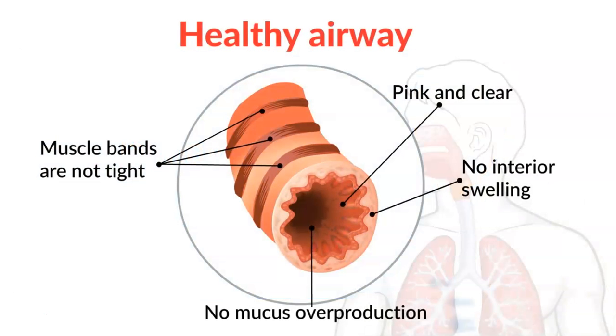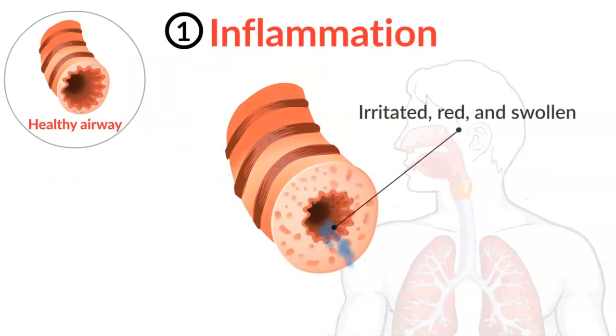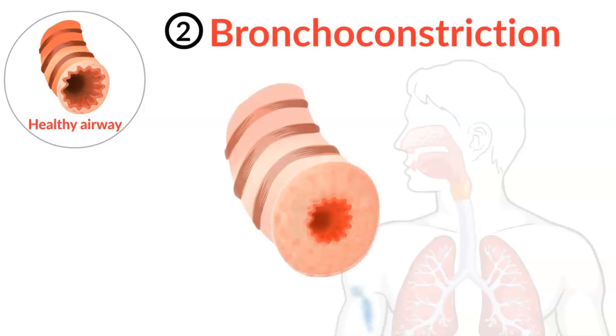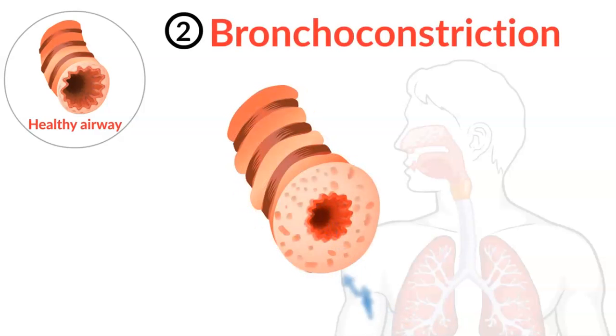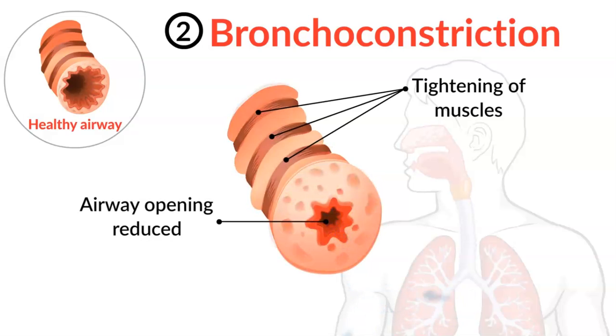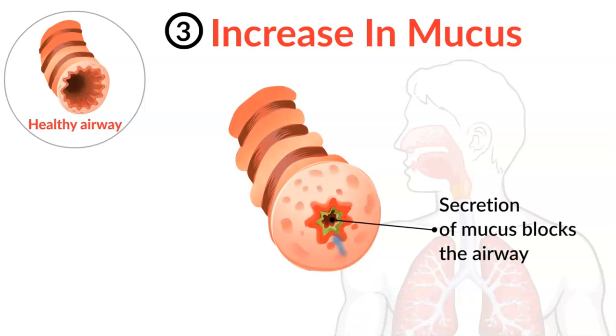When you have asthma, three main changes can occur in your lungs. The first is inflammation. This makes airway tissue irritated, red, and swollen. When you have asthma, inflammation is always there, even when you are not experiencing symptoms. When the tissue becomes inflamed, the airway narrows and airflow is decreased. The second change is bronchoconstriction. This is the tightening of muscles that surround your airways, further reducing the opening. The third and final change that occurs is an increase in the secretion of mucus, which further blocks the airway.